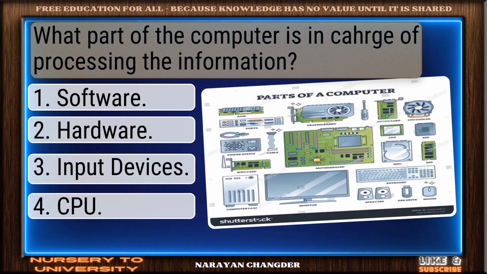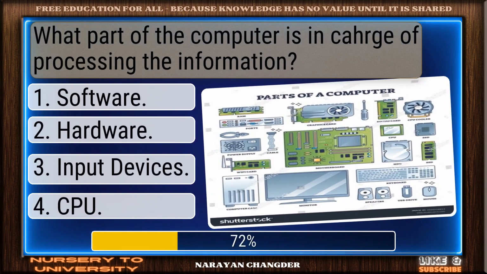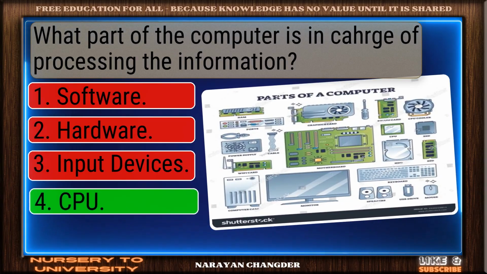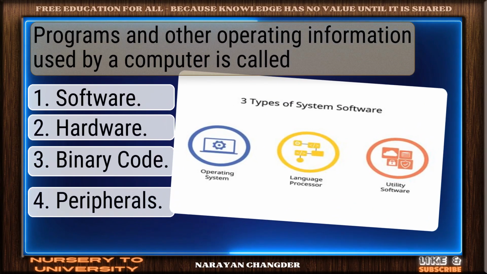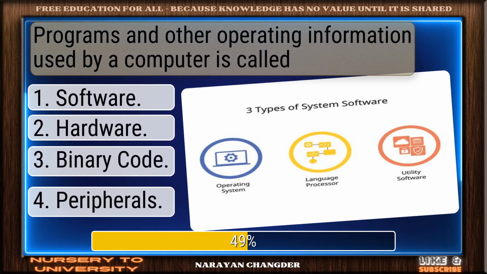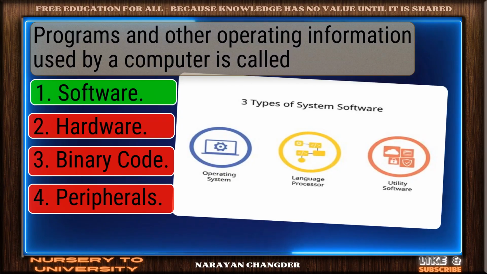What part of the computer is in charge of processing the information? On track, CPU is correct. Programs and other operating information used by a computer is called. Nice work. Software fits perfectly.